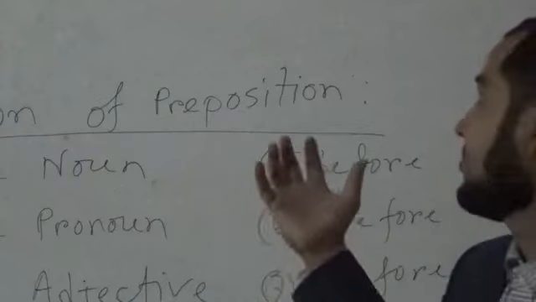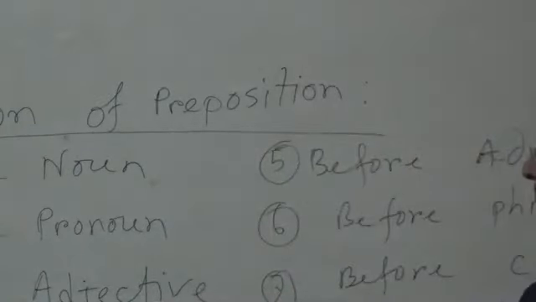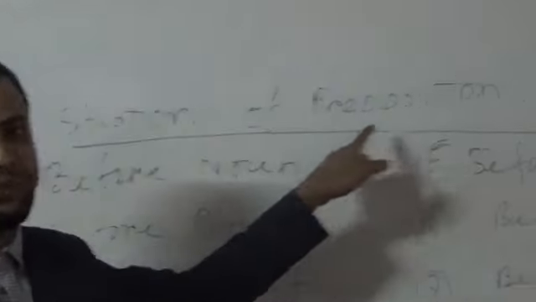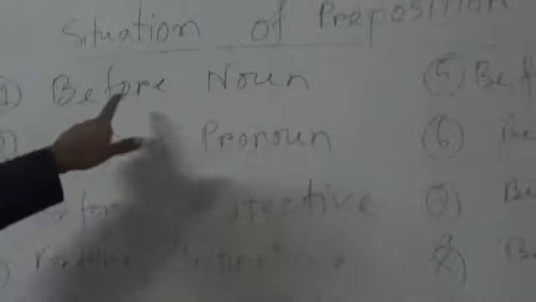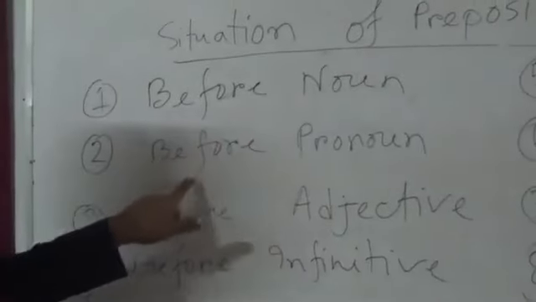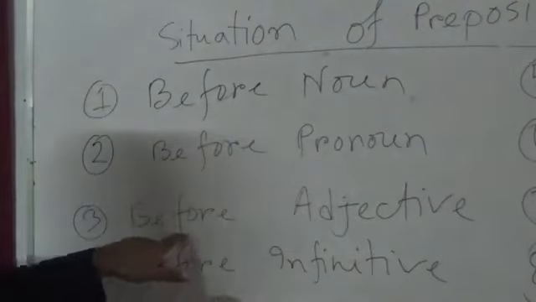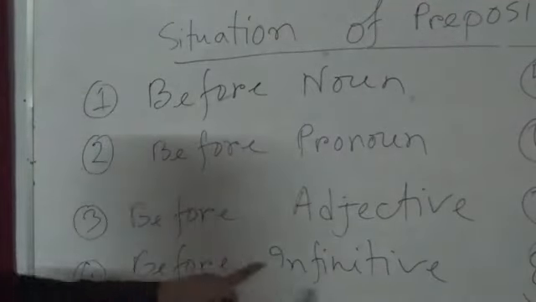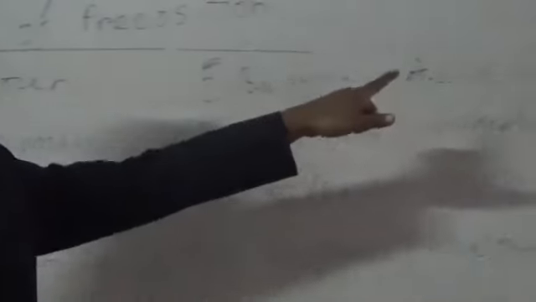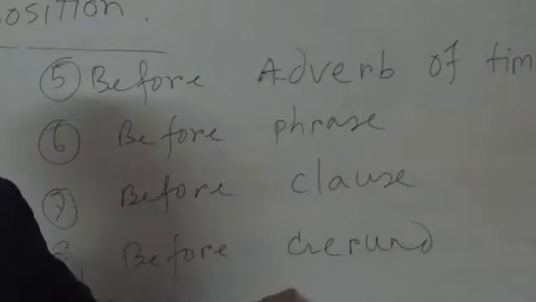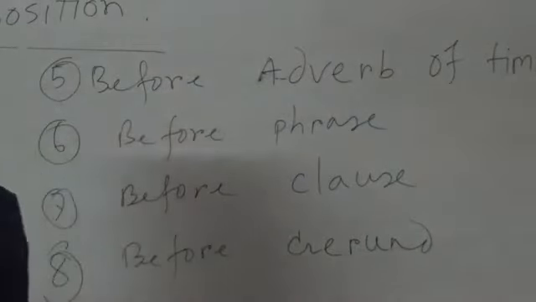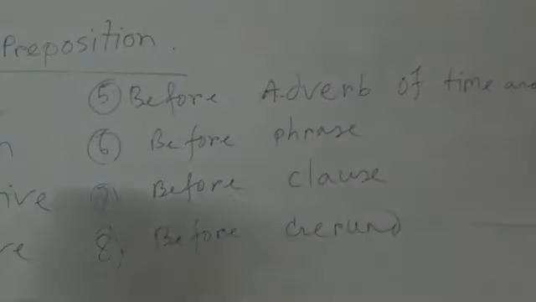So let us learn situations of preposition. Look, dear learners, situations of preposition. There are 8 situations of preposition. Preposition may sit before noun, before pronoun, before adjective, before infinitive, before adverb of time and place, before phrase, before clause, before gerund. Now we have to make it clear by discussing it elaborately.